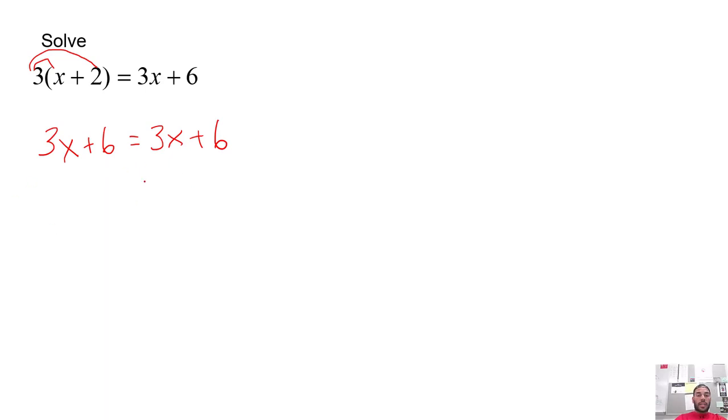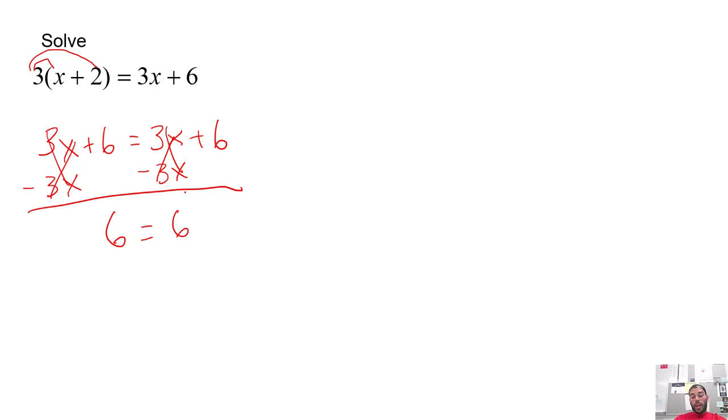Let's try to get my x's on the same side. What I would do here is subtract 3x from the right and move it over to the left. These guys will cancel, and I know that 3x minus 3x is equal to 0, so my x's basically go away on both sides, and all I'm left with is positive 6 equals positive 6.